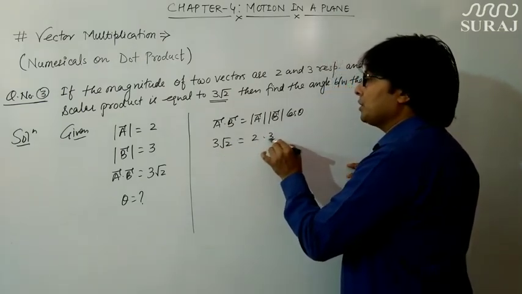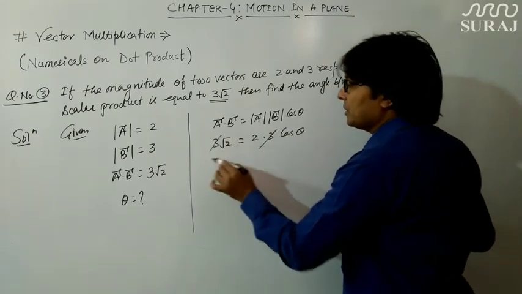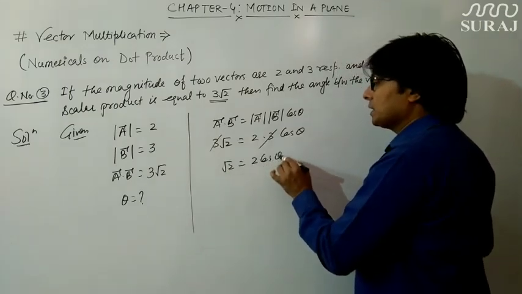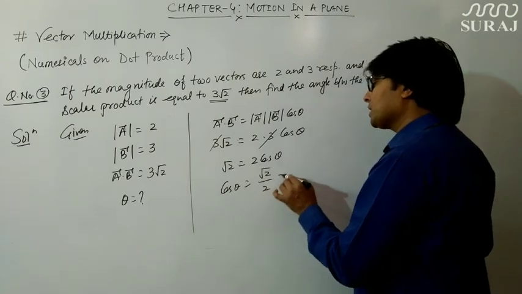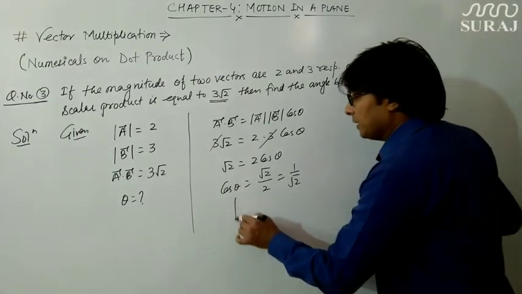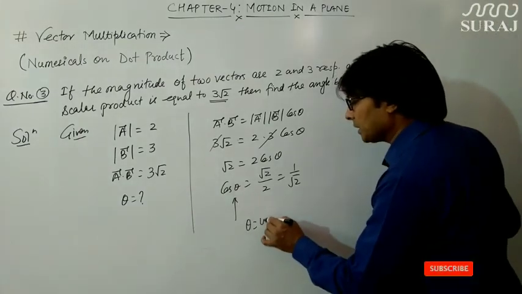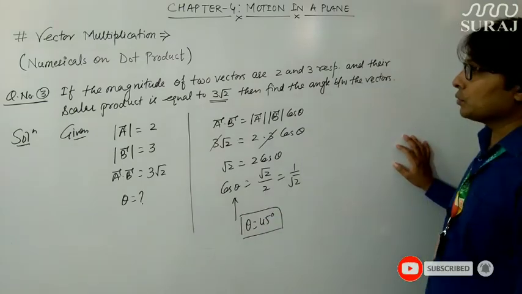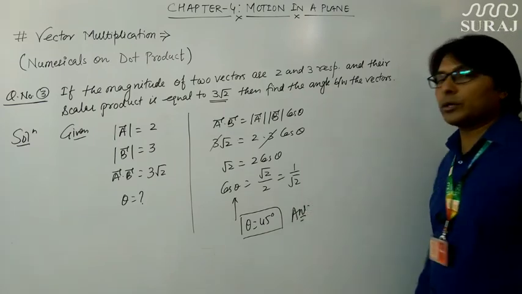So putting these values, we have 3 root 2 is equal to 2 into 3 into cos theta. Now this 3 will cancel out this 3. So root 2 is equal to 2 cos theta, and cos theta can be written as root 2 divided by 2, which can be written as 1 by root 2. And the value of theta for which cos theta becomes 1 upon root 2 is 45 degrees, because cos 45 degrees is 1 upon root 2. So we have the value of theta as 45 degrees.